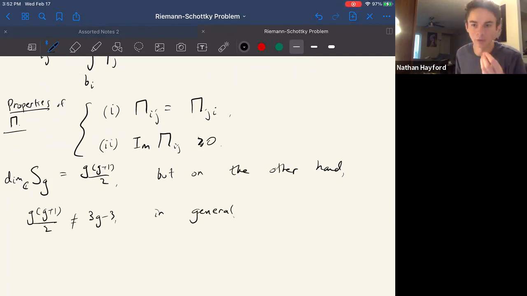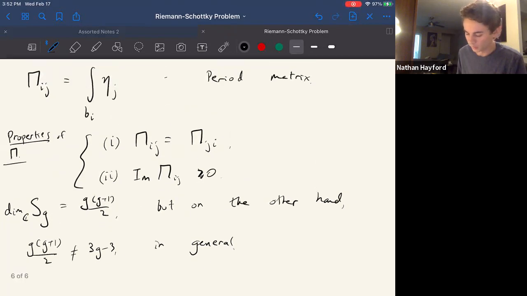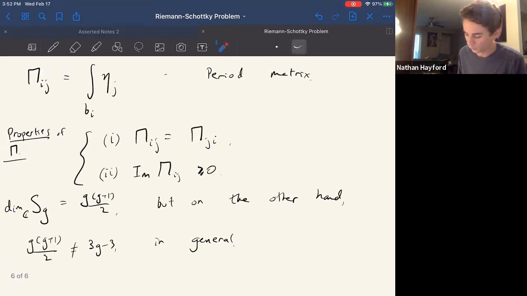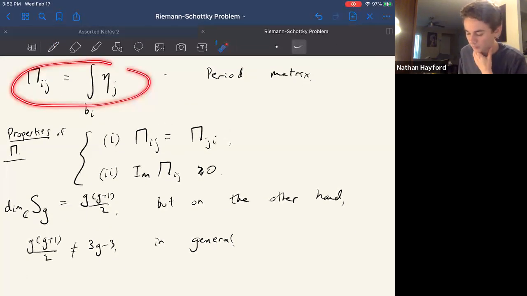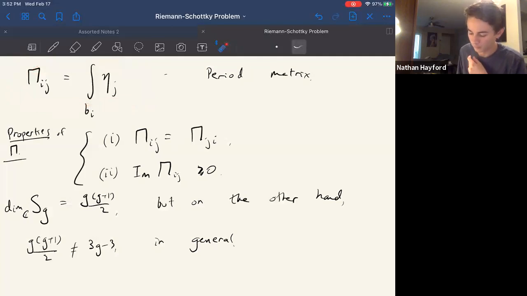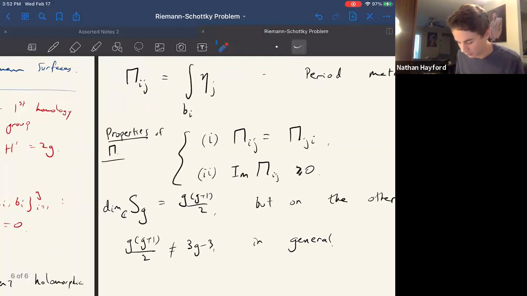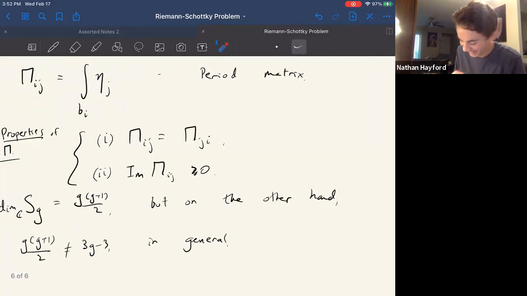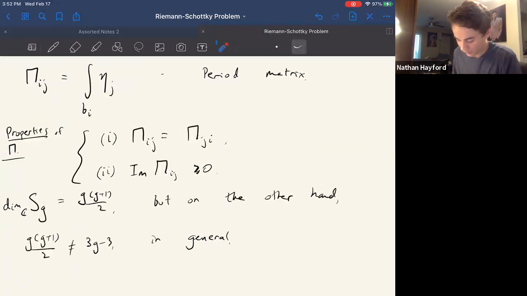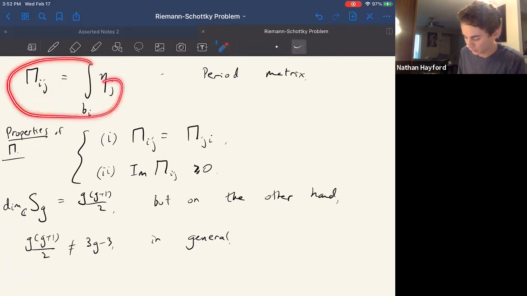And so the Riemann-Schottky problem asks the same question. Among all such matrices, which are the period matrices of Riemann surfaces? Because again, maybe I didn't say it explicitly, but it's implied, Torelli's theorem still holds. So this matrix is enough to actually recover the conformal structure of the Riemann surface we were talking about originally. And well, they embed nicely into the space of these matrices.